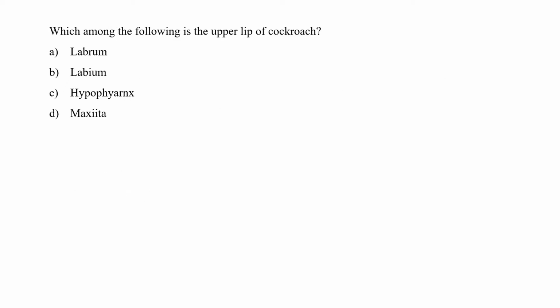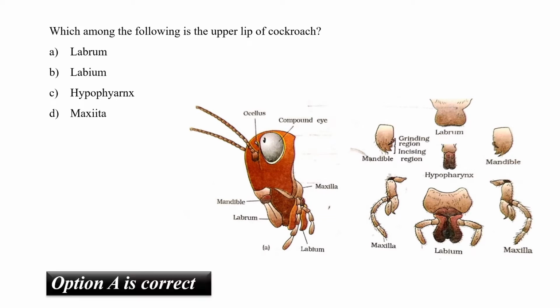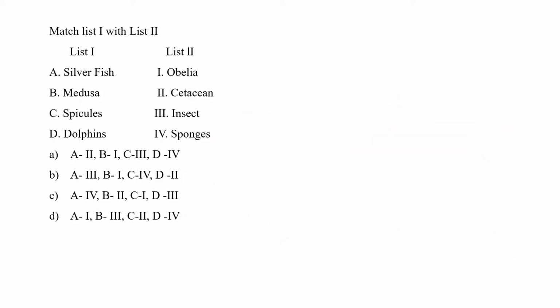The next question is, which of the following is the upper lip of cockroach? So now let's have a look at the mouth parts of cockroach. They include labrum, mandible, maxillae, and labium. Labrum or the upper lip is a broad, roughly rectangular shaped structure. It hangs from the front edge of the head to the lower side. So the correct answer to this question is option number A, labrum.